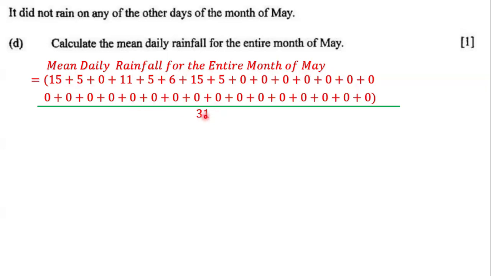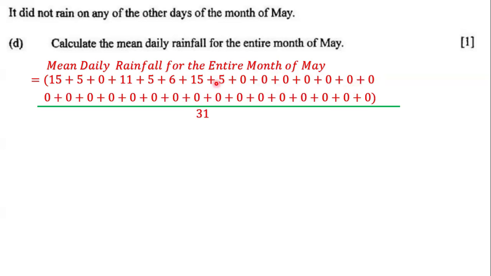And so for the first 8 days, we have 15, then 5, then 0, then 11, then 5, then 6, then 15, then 5. And then for the rest of the entire month of May, it didn't rain. So that means the daily rainfall is going to be 0 millimeters. So we have 0 millimeters of rain because it didn't rain. So it's going to be 0 for all these zeros.